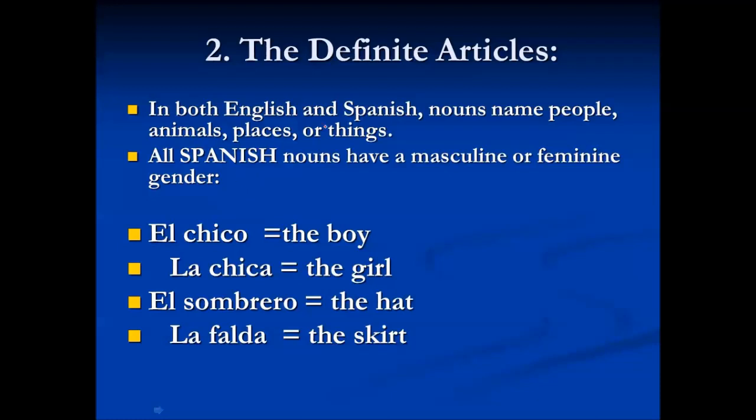So both English and Spanish nouns name people, places, and things. However, Spanish has both masculine and feminine nouns. So we got el chico, the boy, la chica, the girl, el sombrero, the hat, la falda, the skirt.